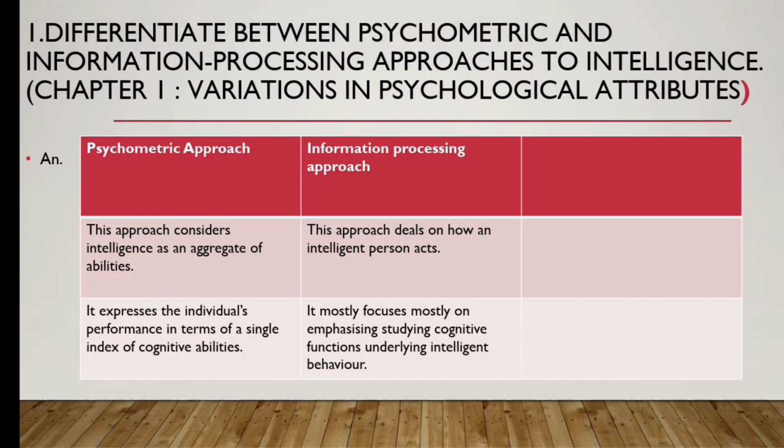Differentiate between psychometric and information processing approaches to intelligence. This question is from chapter 1, variations in psychological attributes.